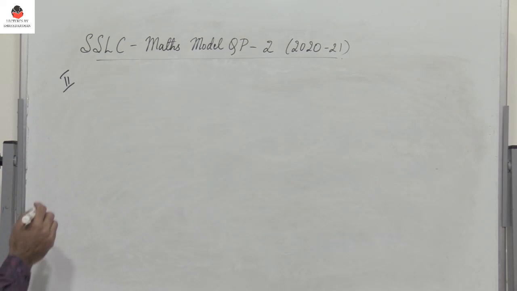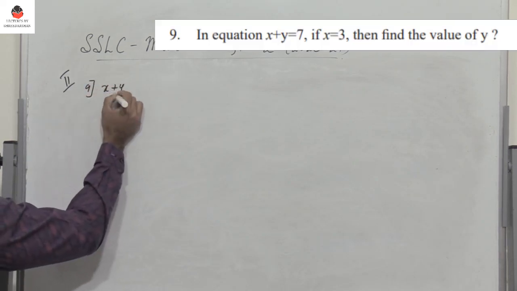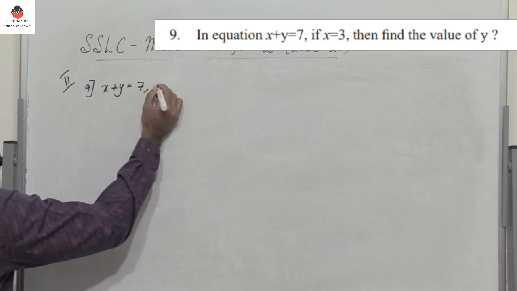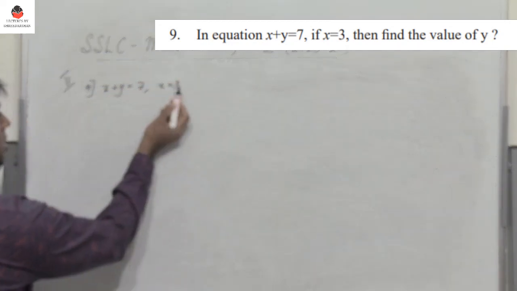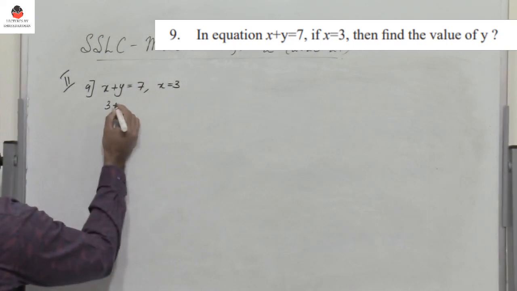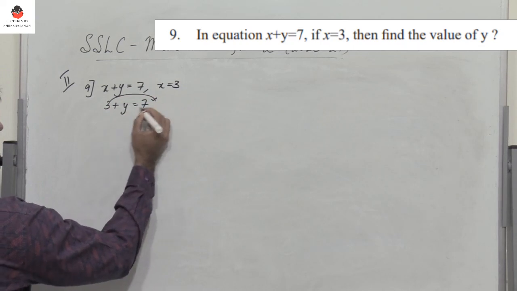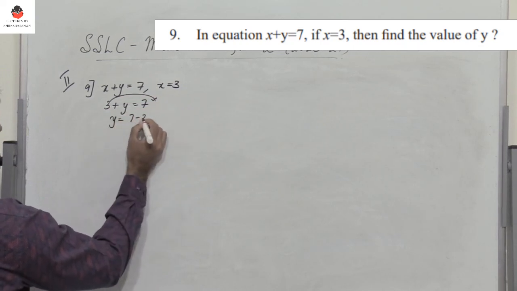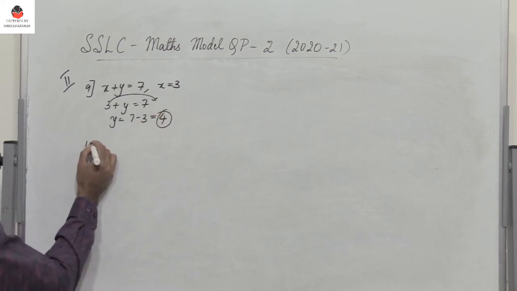Second section, question 9. It's been given that x plus y equals 7. If x equals 3, then what is y? Very easy, put the value of x. So it is 3 plus y equals 7. If I take 3 to the other side, I get y equals 7 minus 3 equals 4. So y is equal to 4 is the right answer.